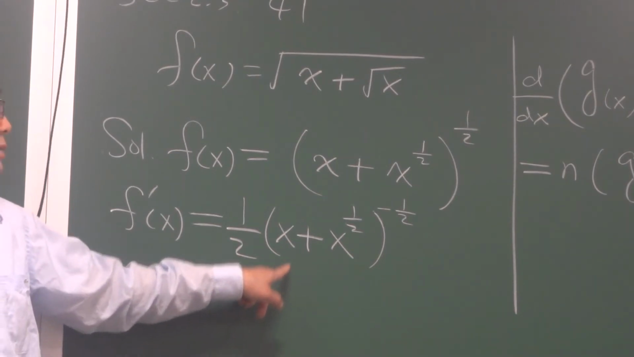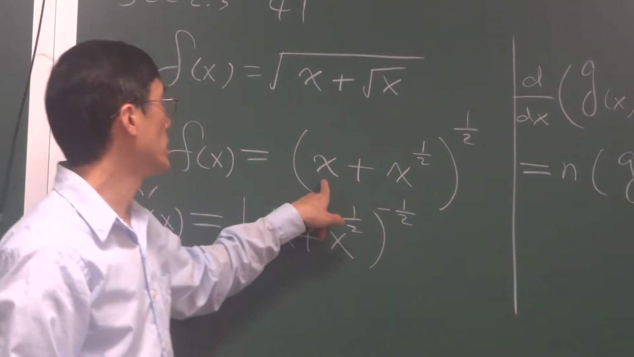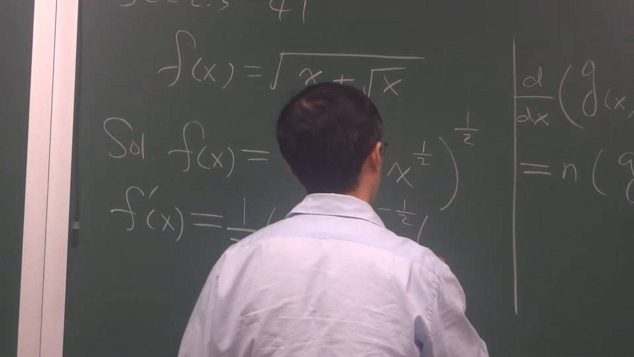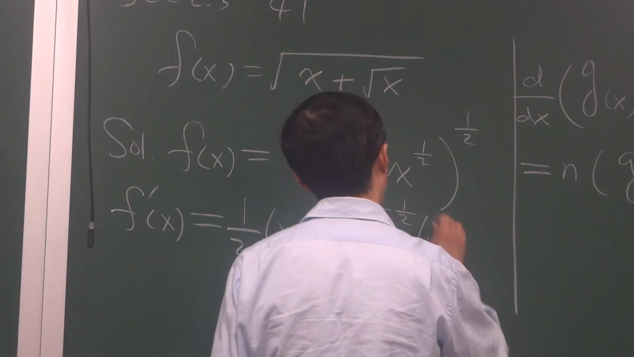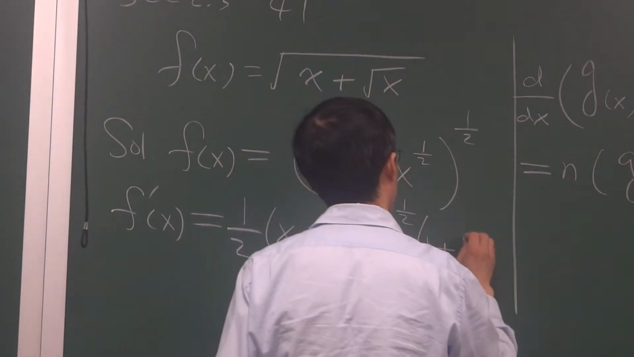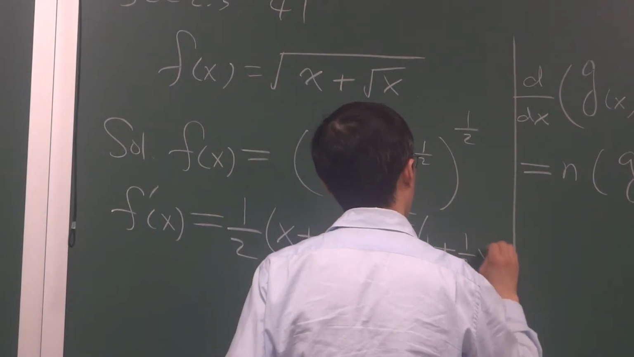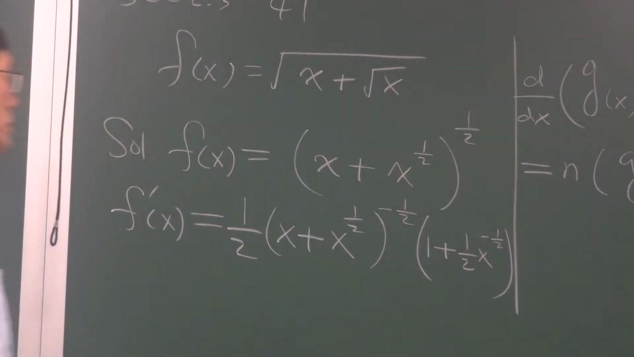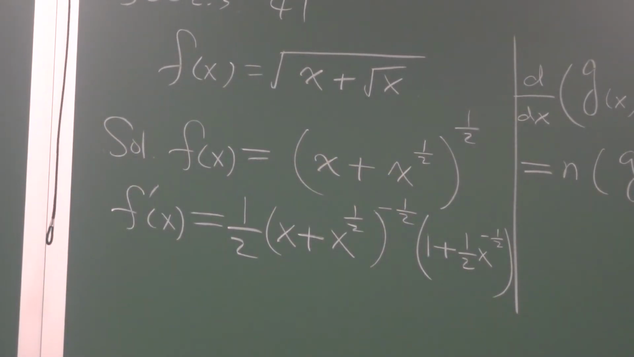Okay? Well, g is equal to what's inside. So the derivative, g prime, is going to be 1 plus, and you need to put the parentheses here. Plus, bring the 1/2 to the front. x to the minus 1/2 power. And you can say that thing also. All right?